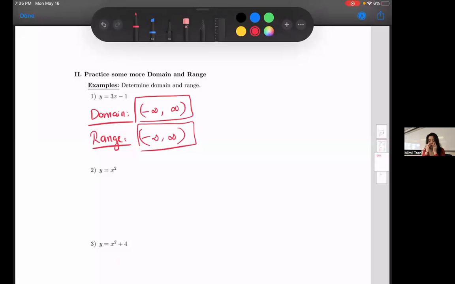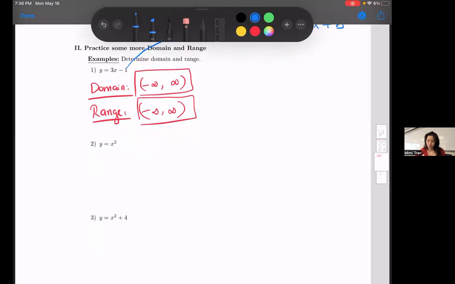Now, if you notice, y equals 3x minus 1 is a linear function. All linear functions have the domain and range of all real numbers, always negative infinity to positive infinity. So any linear function in the form y equals mx plus b has the same domain.